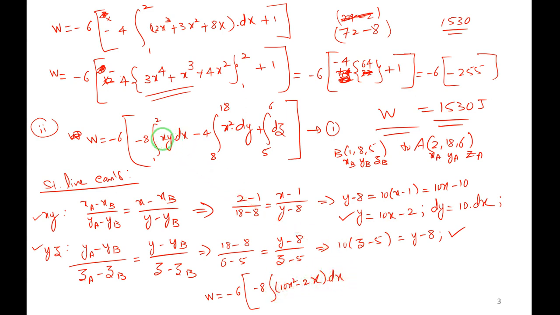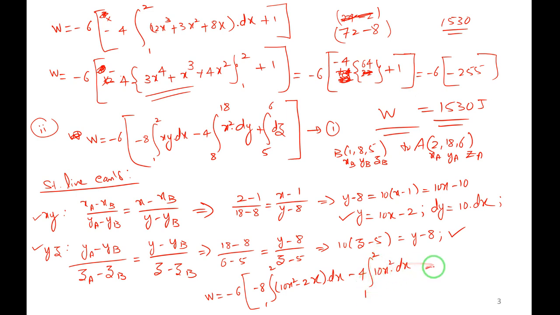x into y, I have substituted, x I have multiplied with y is 10x minus 2 and 1 to 2, this is fine. Minus 4 integration, yes, x square as it is, but dy I will substitute. What is dy? dy is 10 times dx, so 10x square dx. So here the limits was y limits 8 to 18. Now I have to change the limits, because it is dx, so change the limit to x, that is 1 to 2. So I am changing the limits here, 1 to 2, x limits instead of y limits.